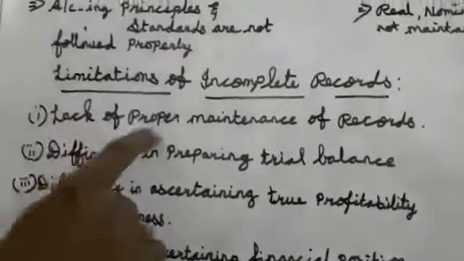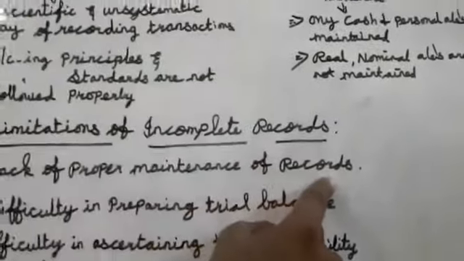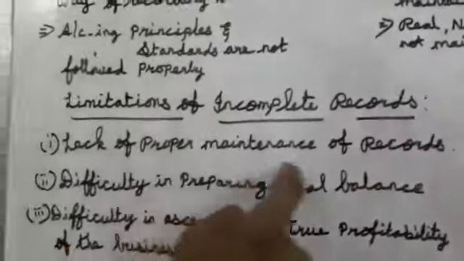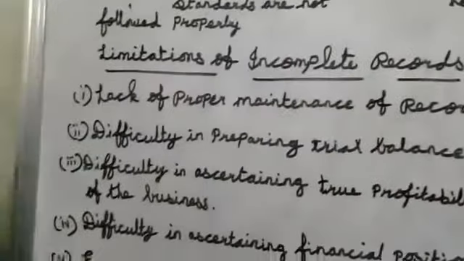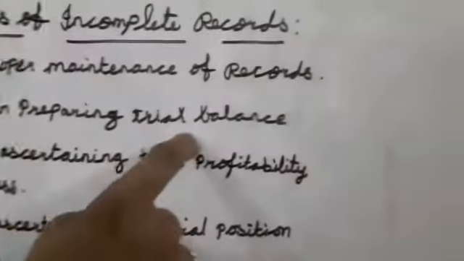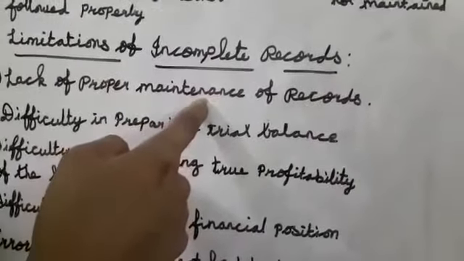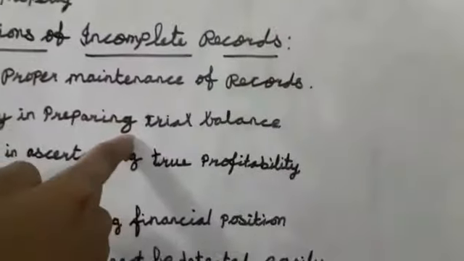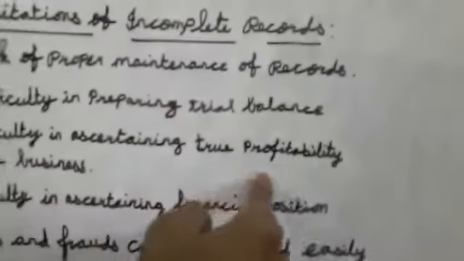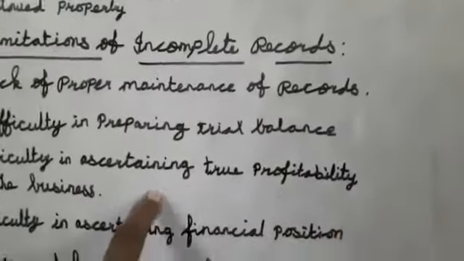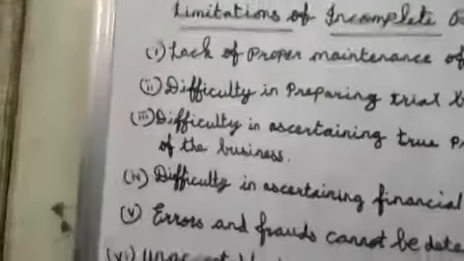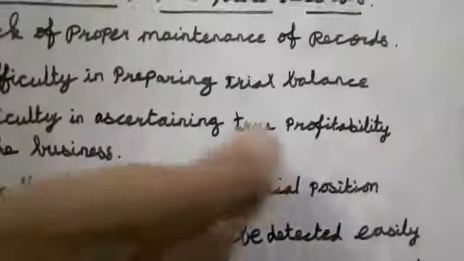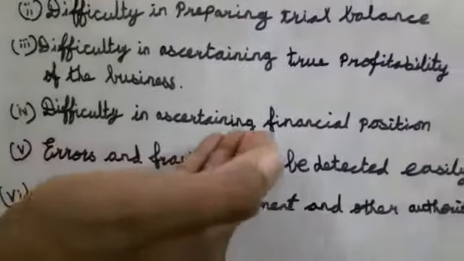First one, lack of proper maintenance of records. Yes, right, because here we are not maintaining proper books of accounts, so this is one of the disadvantages. Second one, difficulty in preparing trial balance. If we do not have proper books of records, we are not able to prepare the trial balance. If we do not prepare the trial balance, we are not able to prepare the trading and profit and loss account. If we do not prepare the trading and profit and loss account, there is difficulty in ascertaining the true profitability of the business. It is also very difficult to ascertain the financial position.